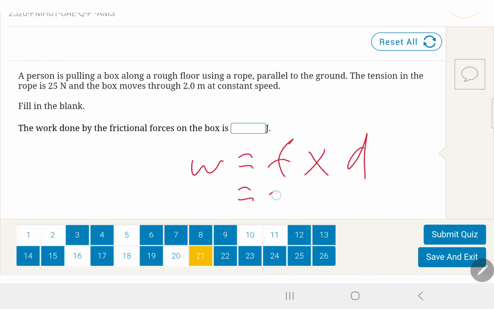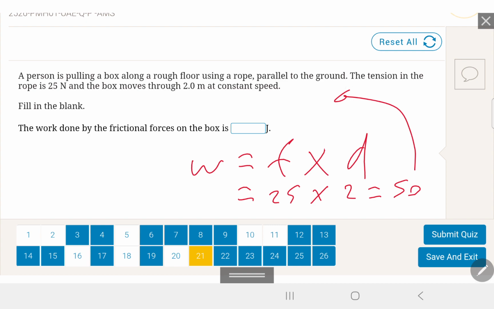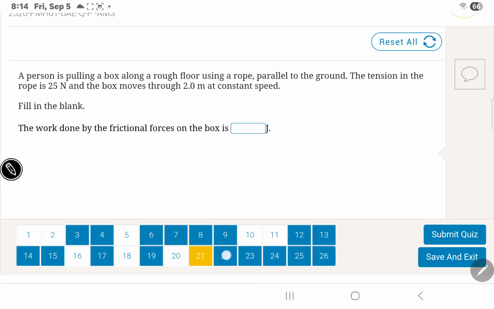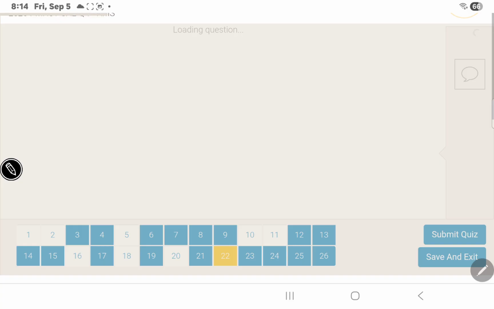The force is 25 times displacement 2, so this is 50. Because the work is resistive, we write it as negative 50. Frictional forces always do resistive work. Number 22 now.